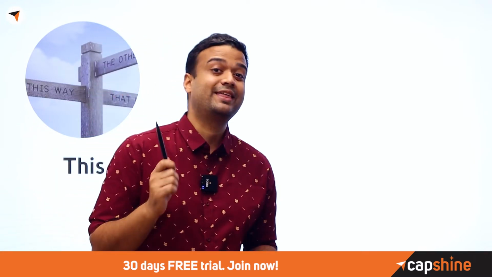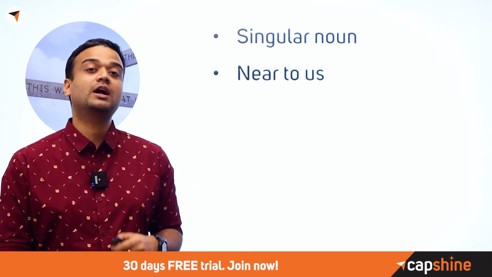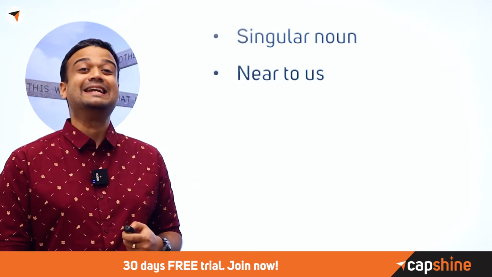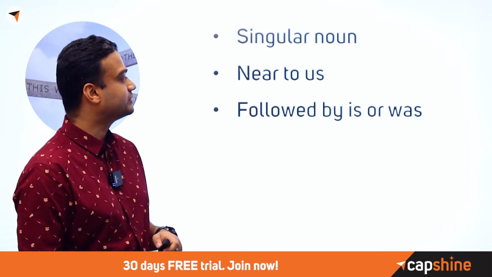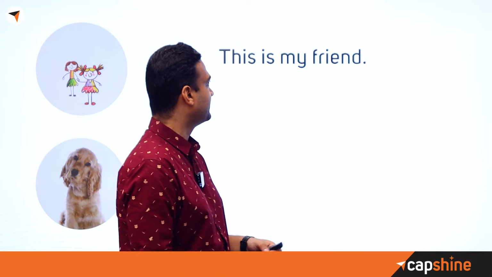So, what are the different uses of these demonstratives and how do you use them? Let's start with this. This is a singular noun, right? It is used to talk about things or refer to things near us. And of course, it is followed by is or was. Let's look at some examples.